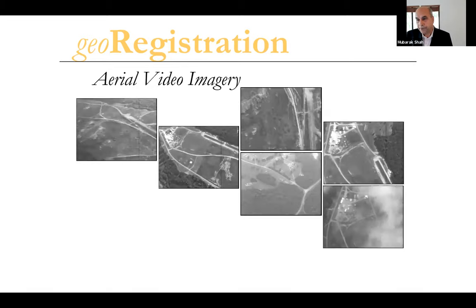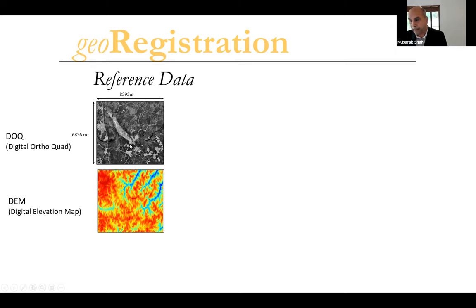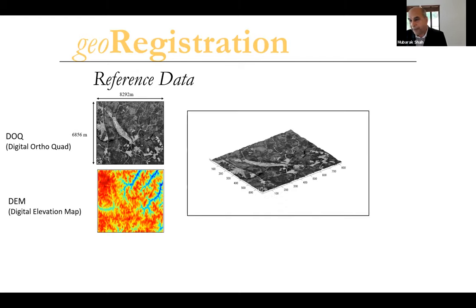Suppose these are examples of the aerial video imagery. In georegistration, we have reference data, called a digital orthoquad, which is like Google Earth. Here every pixel has a GPS location, which is longitude and latitude. Then we also have the DEM, the digital elevation map. For every pixel, we have a height, the elevation of that point. Then we can take a reference image and visualize it from many different viewpoints.